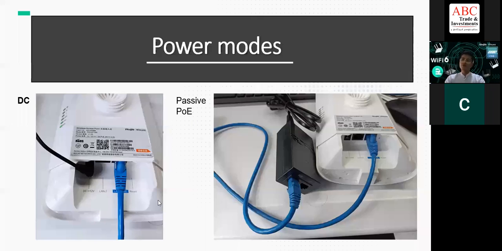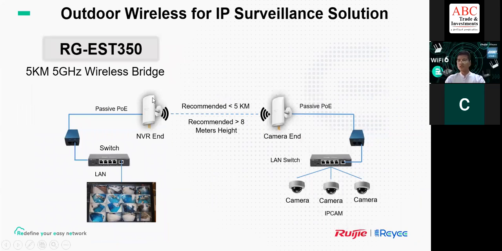Okay, here is the power mode. As I mentioned before, we have 12-volt DC and we have PoE, these two. For the EST350 as well, we have many different scenarios to show you. Here is one of the wireless surveillance solutions, but here we use the EST350 scenario. The deployment is the same as the EST310, but the distance is not the same. You can get more distance than with the EST310.